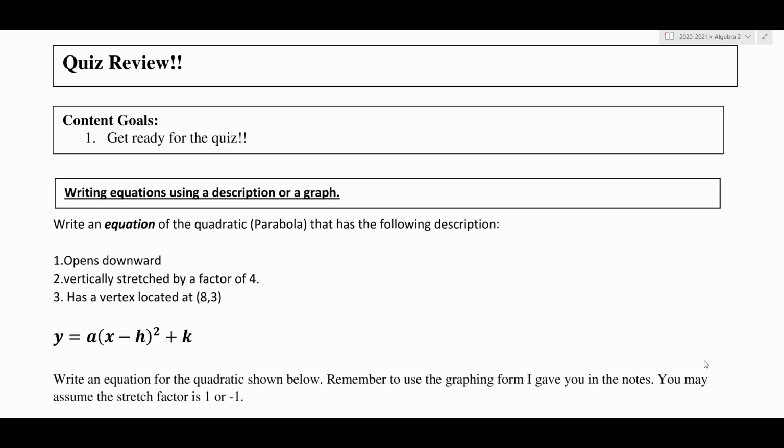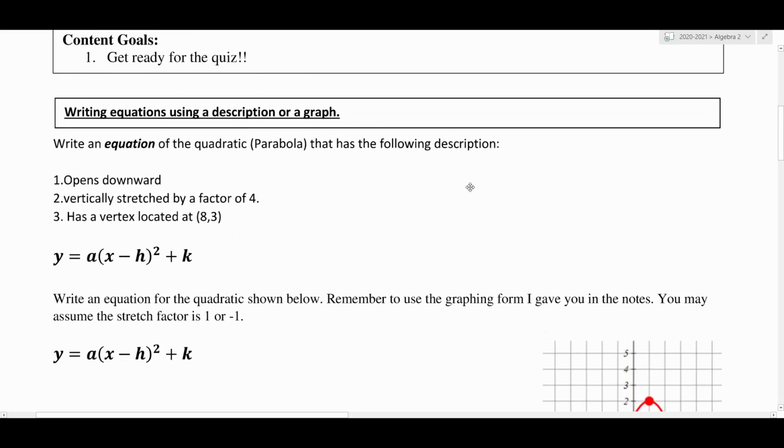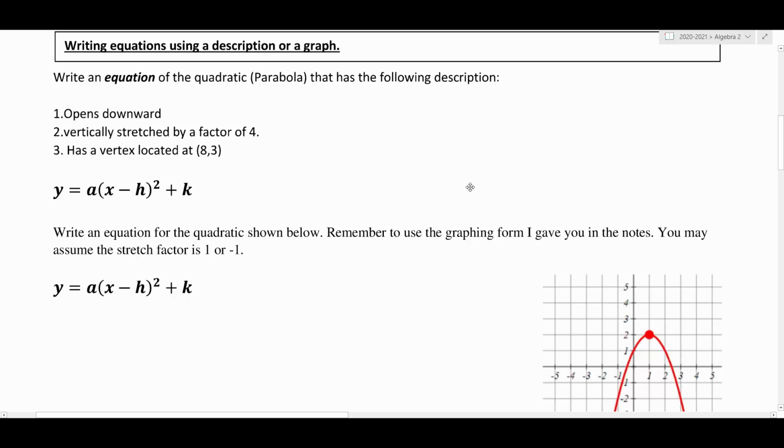All right, so we're going to start off with one of our basic skills that we've been learning throughout the week, which is just writing equations using a description or a graph. So I might verbally tell you about a parabola and ask you to write its equation, or I might show you a graph and ask you to write its equation. You should be prepared for both situations.